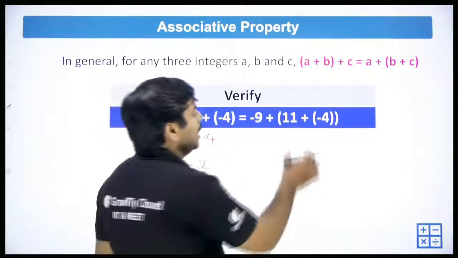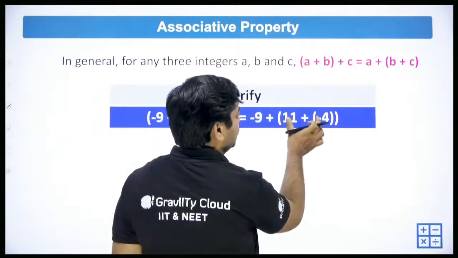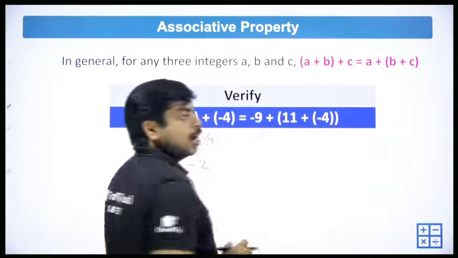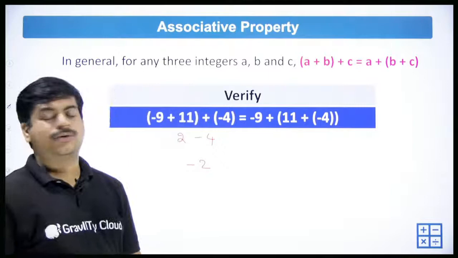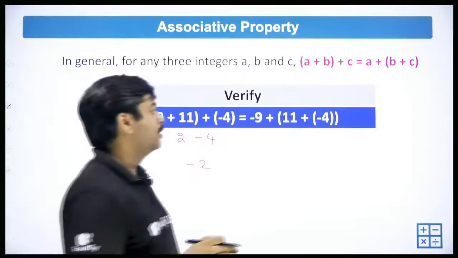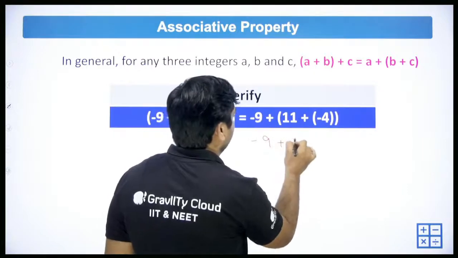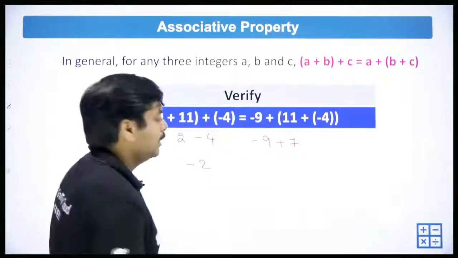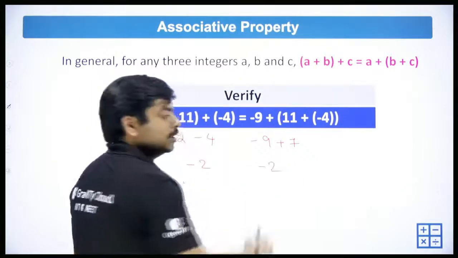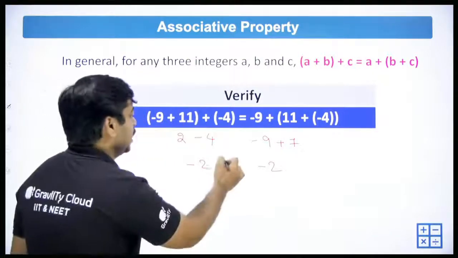What about this one? 11 plus minus 4. First of all, let us discuss 11 minus 4. How much is 11 minus 4? 7. 11 minus 4 is 7. So, what are we getting? Minus 9 plus 7. So, what is minus 9 plus 7? It is minus 2. So, are these two same? Yes, these two are equal.